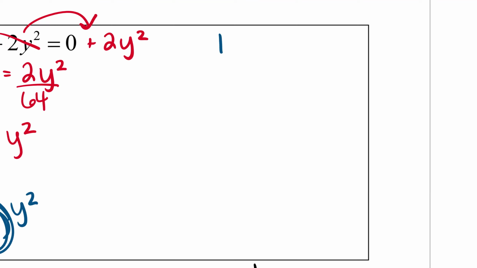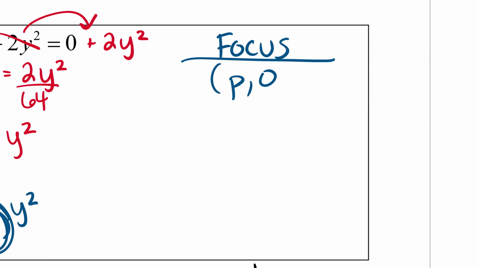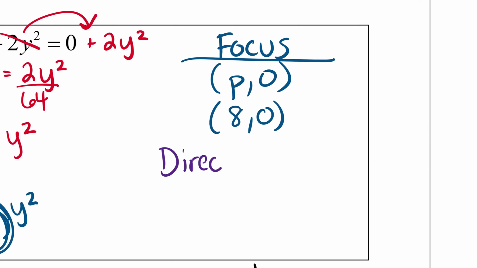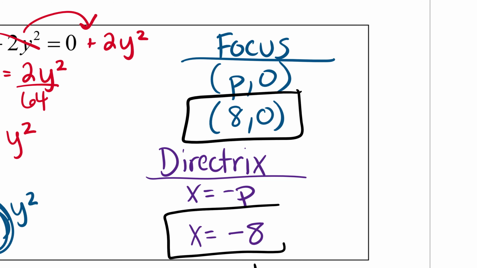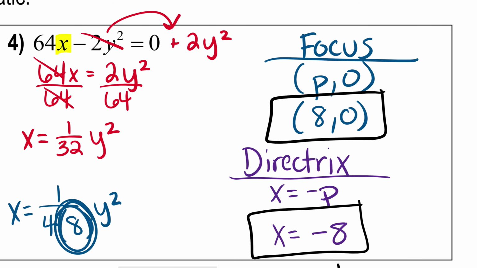So all I have to do, go over here, my focus. Since I'm doing x's, my focus is going to be p comma 0. So in this one it's 8, 0. And then my directrix, I just take that number and flip it. So directrix, and again I'm using x, so x equals negative p, or x equals, I go from 8 to negative 8. So there's my focus, there's my directrix. So see, with practice, this doesn't take too long.